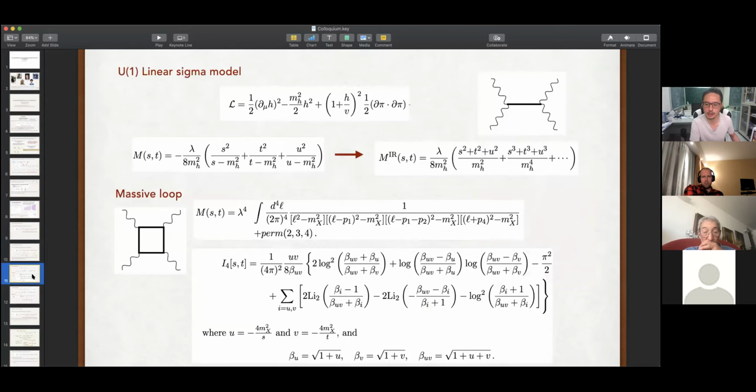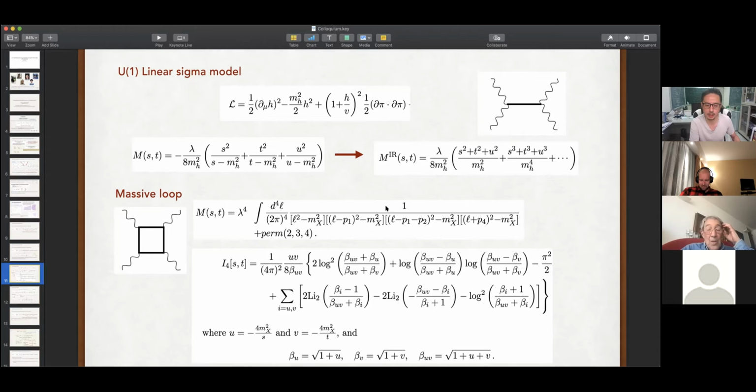So for example, you have simple examples where you start at the UV where you have just the linear sigma model. You can compute the UV amplitude, which has these massive Higgs exchanges. And then in low energy, you just have this polynomial expansion. And so the fact that it's coming from this Higgs exchange is reflected in the simple coefficients for all the different orders of this polynomial expansion.